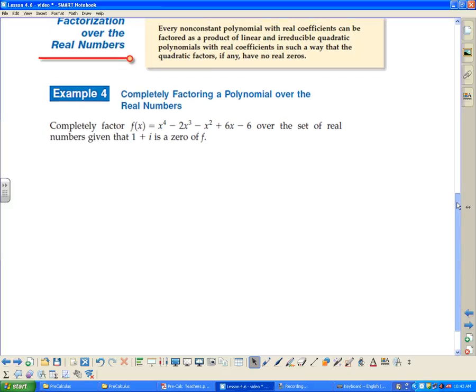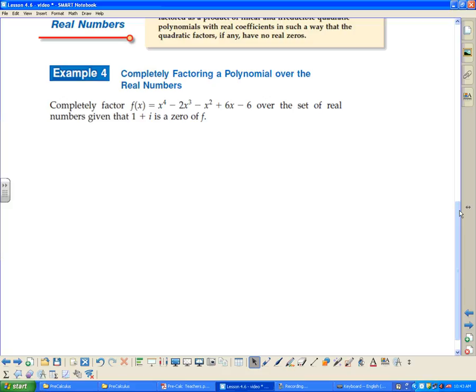So let's go ahead and look at this problem. It says we have x to the fourth minus 2x cubed minus x squared plus 6x minus 6. And we are going to factor over the set of real numbers, given that 1 plus i is a zero. And remember that we were just talking about how if 1 plus i is a zero, then 1 minus i will also be a zero for this polynomial.